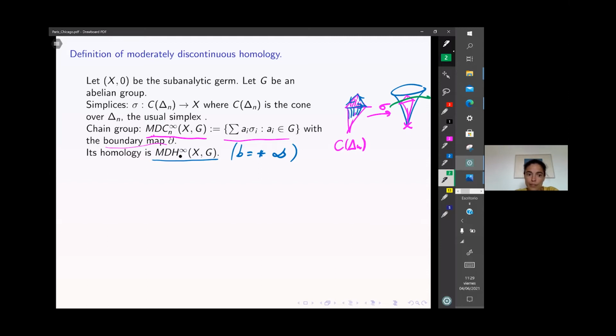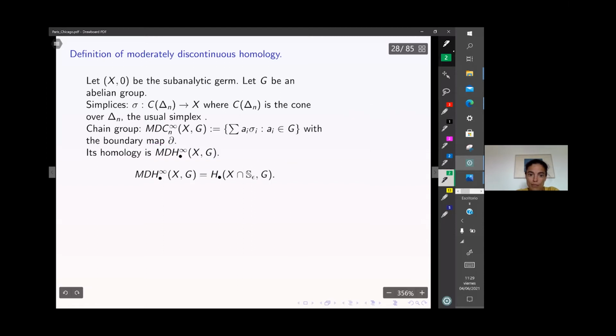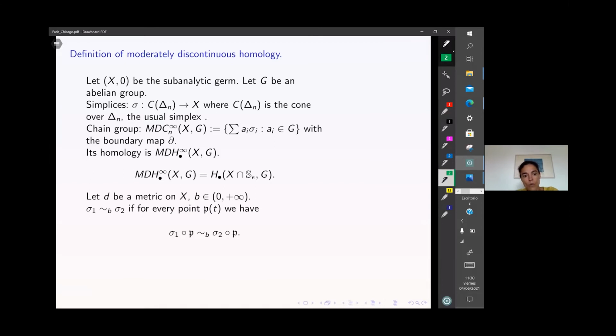Now we move to the parameter b, a real parameter b. Well, this is what I said: the homology group for the parameter infinity is the singular homology of the link. Now we choose a speed b positive, and now we identify two simplices if for every point their images are b equivalent.